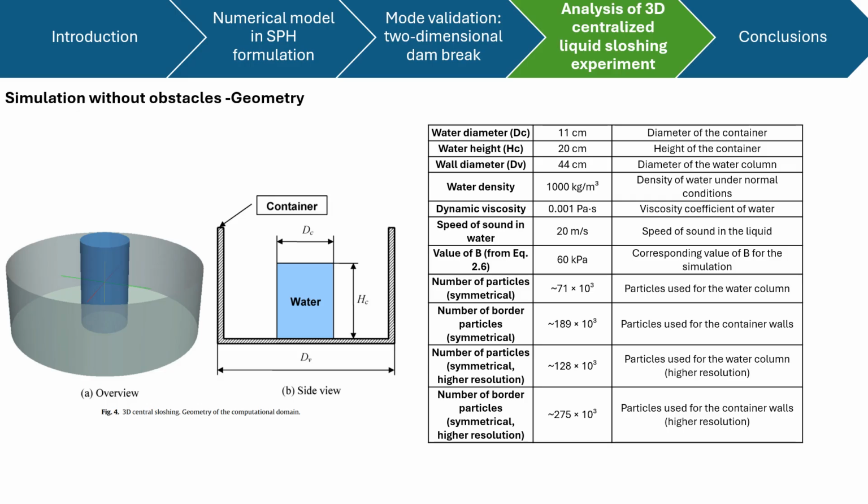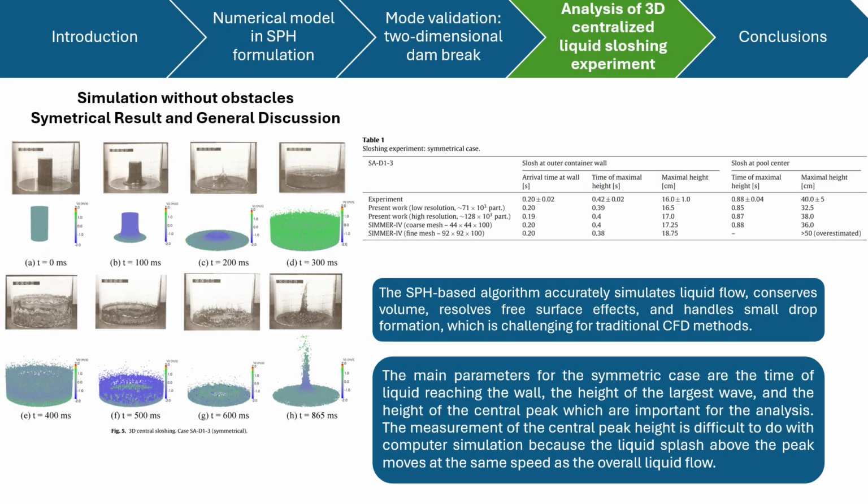Here we have Figure 4 that shows us the illustration of the geometry used in the simulation. Figure 4a is the overview and Figure 4b is the side view. Here we also have the table that shows us detailed information about the parameters in use in the simulation, like water geometry, water height, wall diameter, water density, and all of that. Next we will see the results.